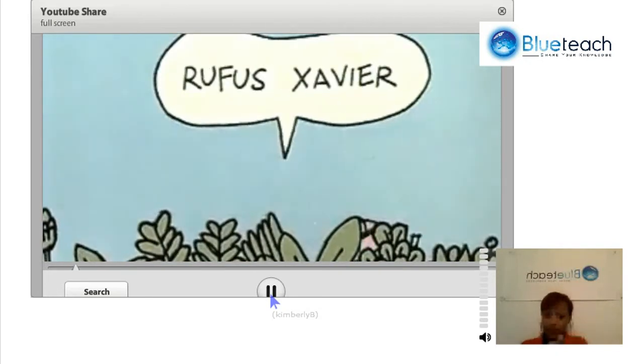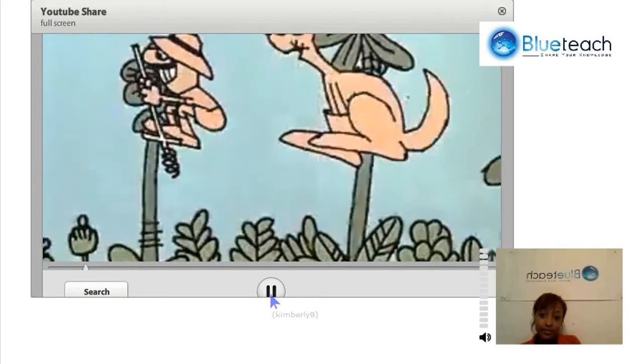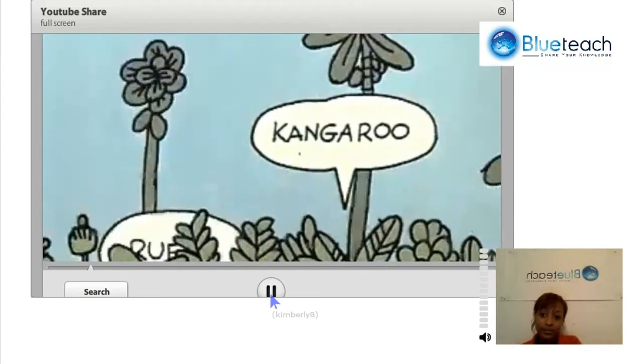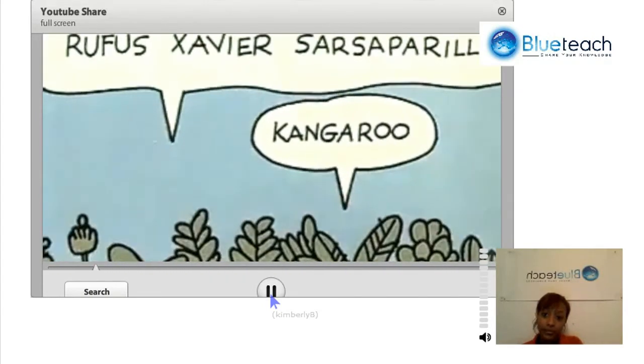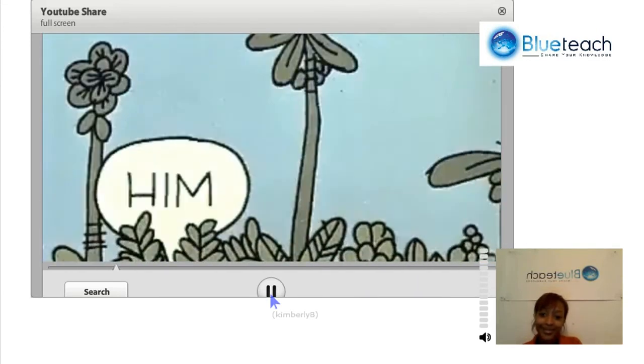Named Rufus Xavier Sarsaparilla, and I could say that Rufus found a kangaroo that followed Rufus home, and now that kangaroo belongs to Rufus Xavier Sarsaparilla. I could say that, but I don't have to, cause I got pronouns. I can say he found a kangaroo that followed him home, and now it is his.